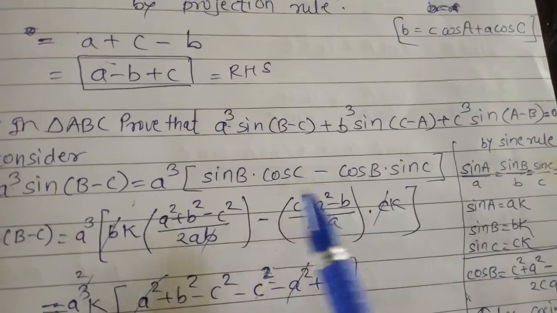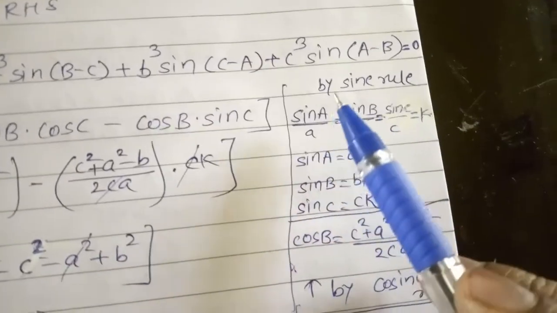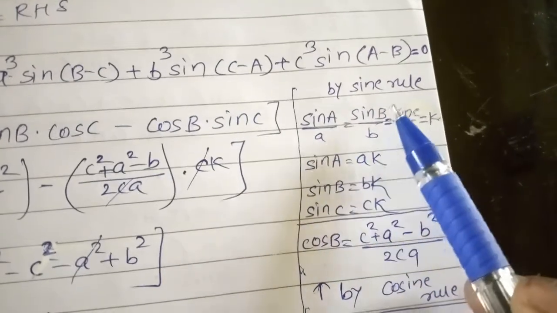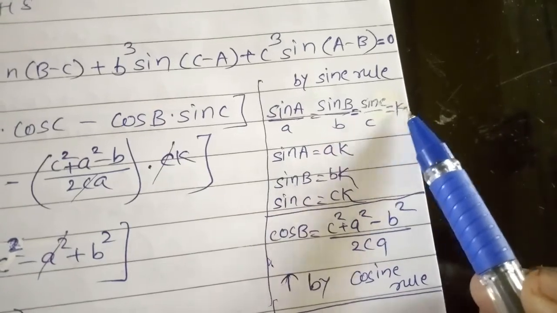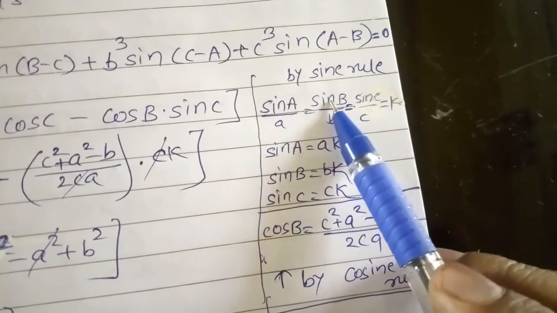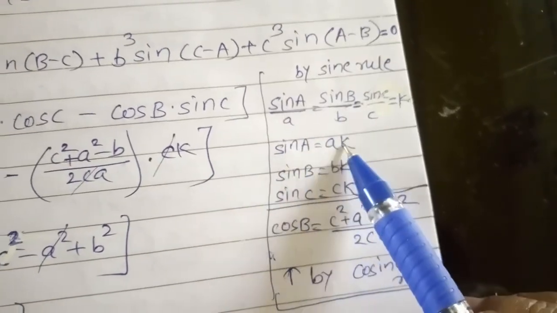So first see here, by sine rule what we get here: sin a upon a is equal to, we can also write, sin b upon b is equal to sin c upon c is equal to k. Here we are going to find out the values of the angles, that is sin a is equal to ak.